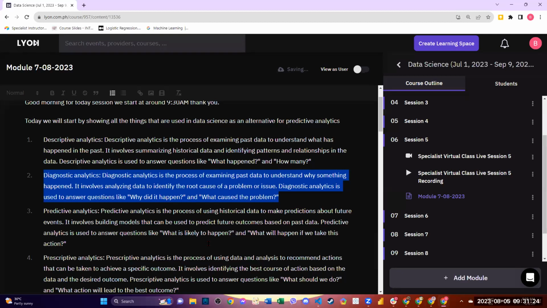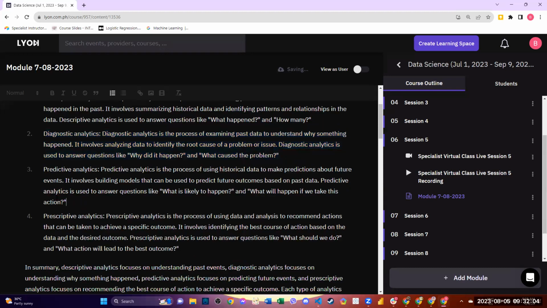Let's say we order 300 pieces of chicken breasts from multiple suppliers. If we order 300 chicken breasts from, let's say, 10 suppliers, who is the supplier that delivered it at a delayed time, something like that? And then what caused the problem? So we will try to know the root cause from our data, from analytics. So that is diagnostic analytics.